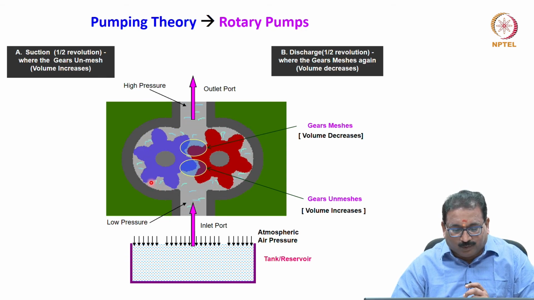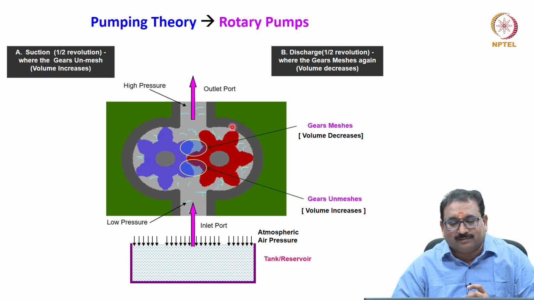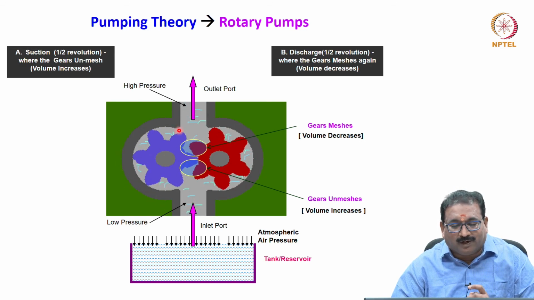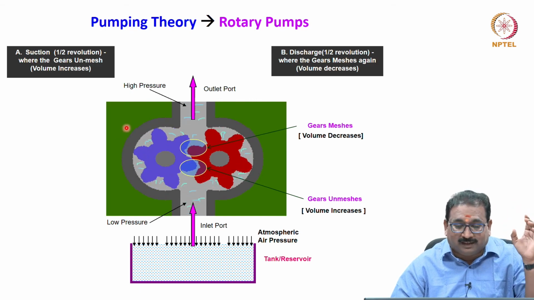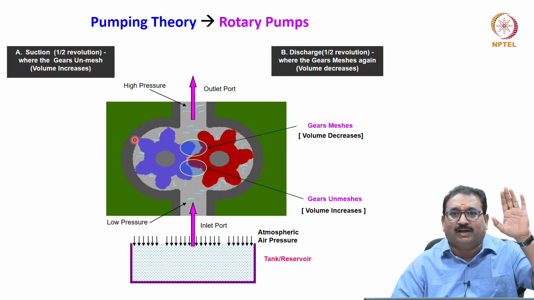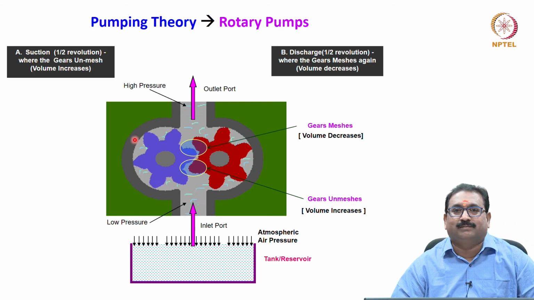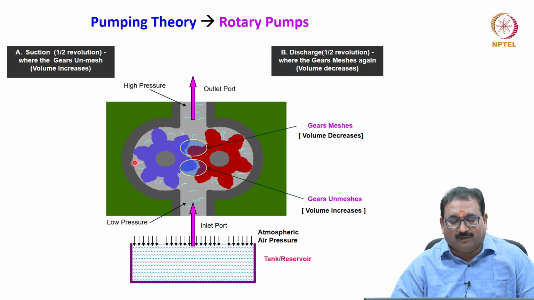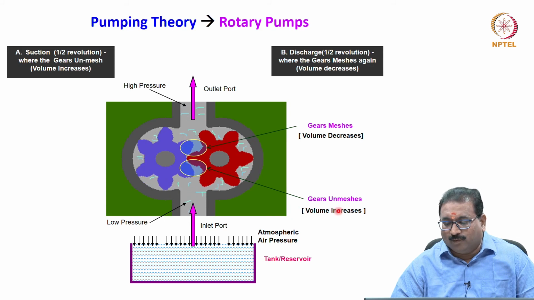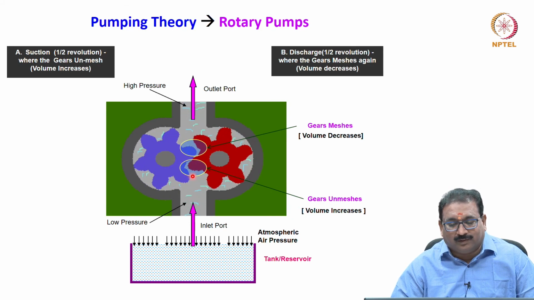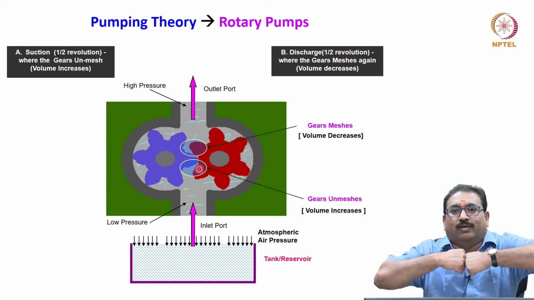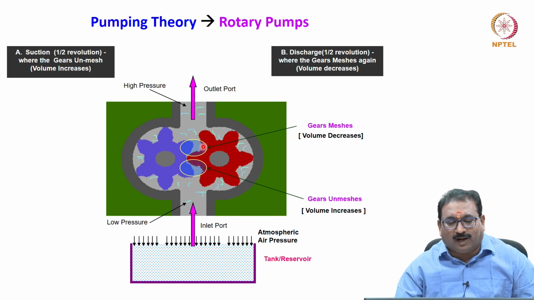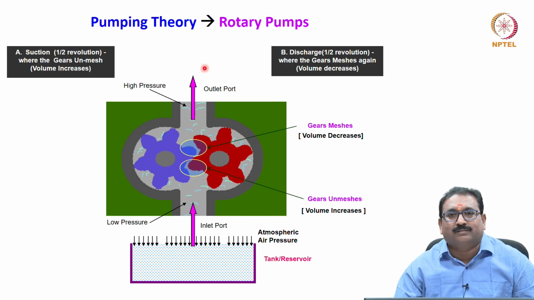Then the fluid will be transported, see how it is transported along the periphery, meaning in the pockets formed between the gear tooth and the housing and the wear plates, top and bottom plates. The very important thing you have to see: when the gear unmeshes at the start, the volume increases. Slowly you will observe here the volume increases. When it is going to remesh, what happens? The volume decreases, meaning it will force the fluid out.